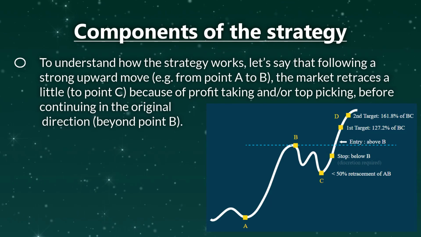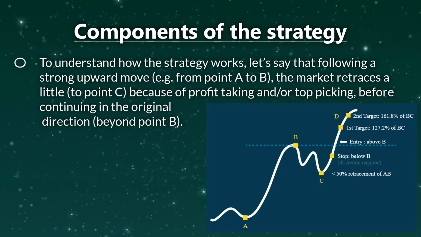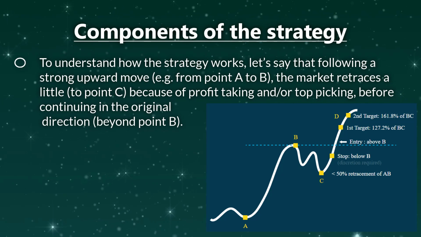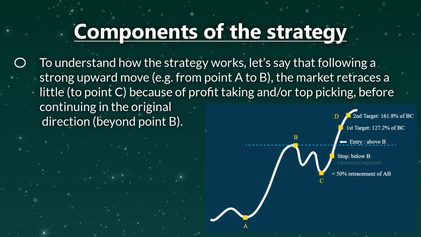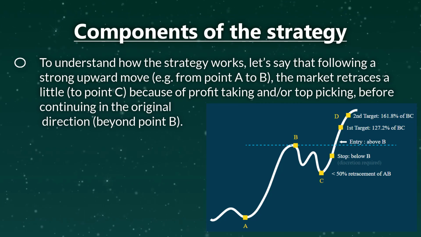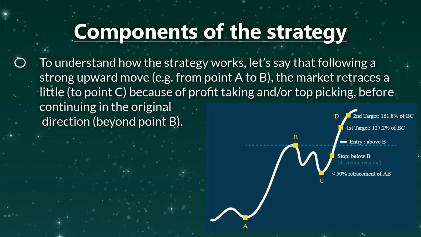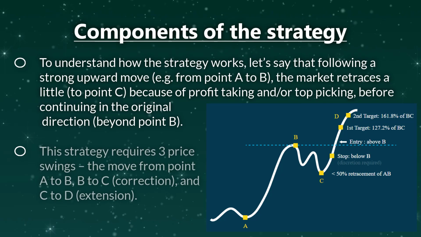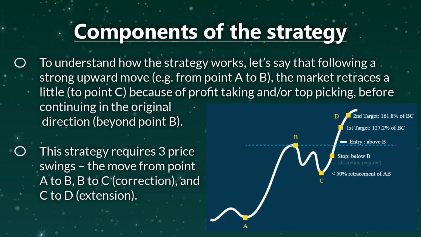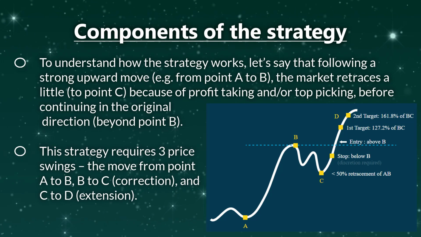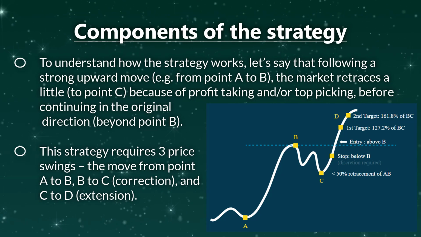To understand how the strategy works, let's say that following a strong upward move, for example from point A to B, the market retraces a little to point C because of profit taking and/or top picking, before continuing in the original direction, beyond point B. This strategy requires 3 price swings: the move from point A to B, B to C, correction, and C to D, extension.